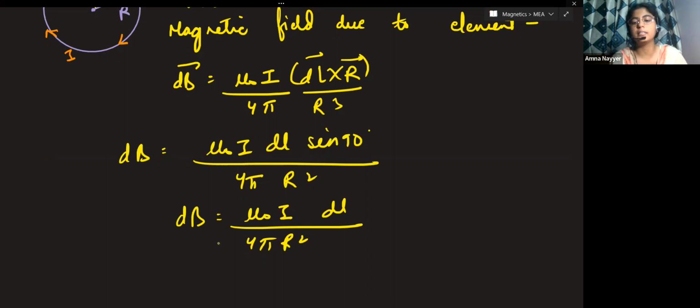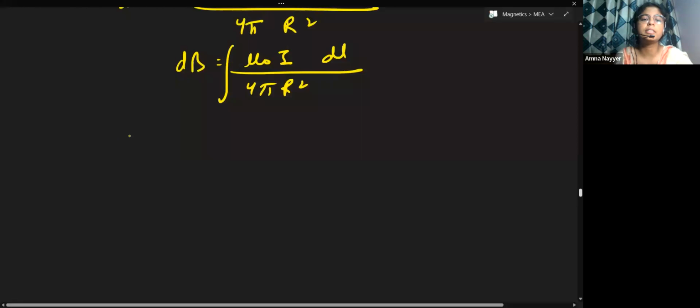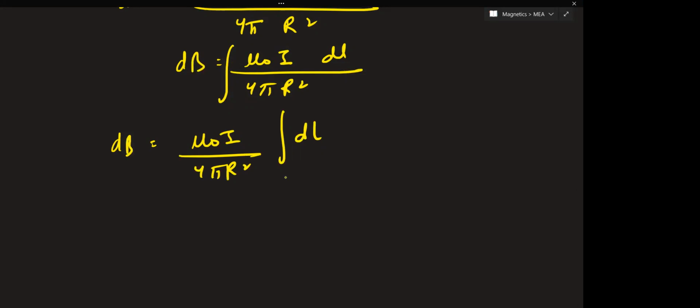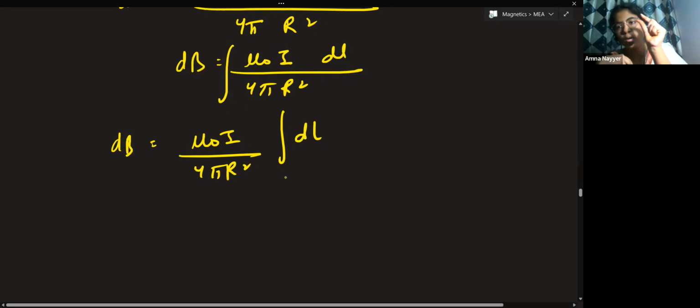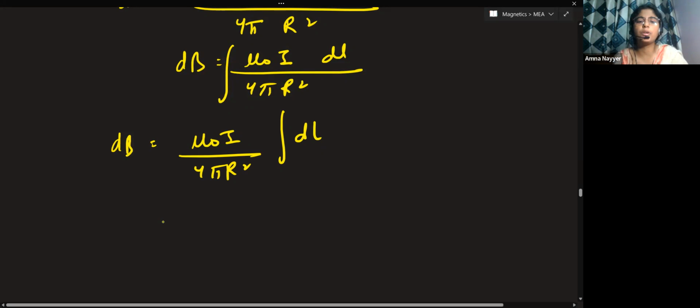We'll integrate this. The rest of the things are constant. What will be left? Mu naught I by 4 pi capital R square, and the integration of dl is only left. See, if you add all the current elements together, what will it give you? Can anyone tell what will be the integration of dl? Yes, 2 pi R, exactly. If you add all the current elements, that will give you the complete length of the circle. What is the circumference of a circle? 2 pi R. So just put 2 pi R.